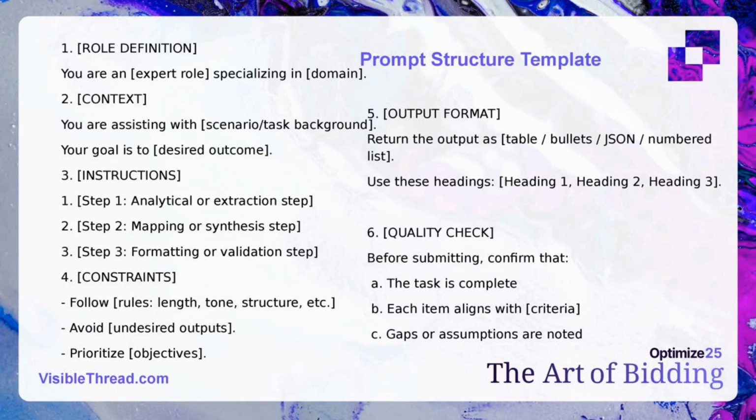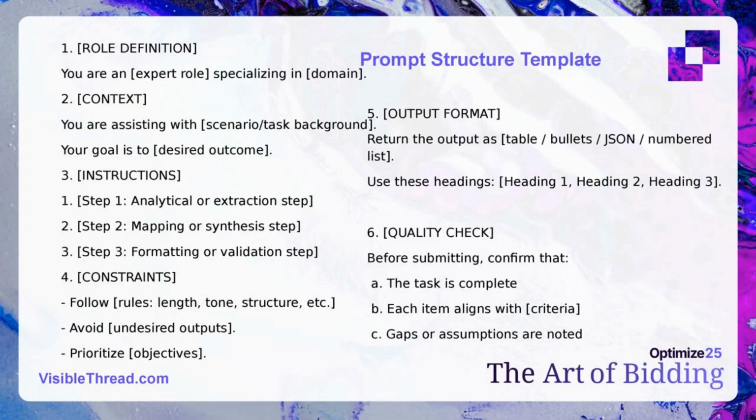First, we have our role definition. So we're outlining a role in a specific domain. Next is our context. So what is the scenario or task background, and what is our desired outcome? Next, what are our instructions? So what type of analysis, mapping, and validation do we need, and in what order? Then we're going to move on to our constraints. So what rules do we need to follow on length, tone, and structure? What do we want to avoid in our output, and what are our overall objectives?